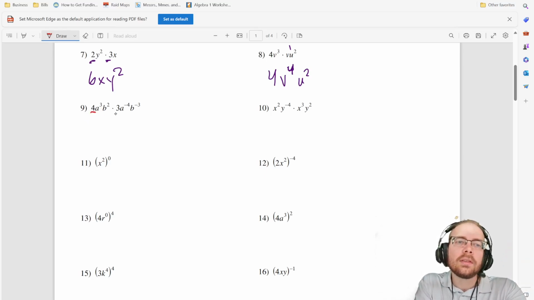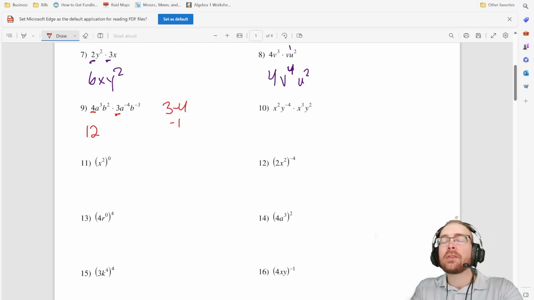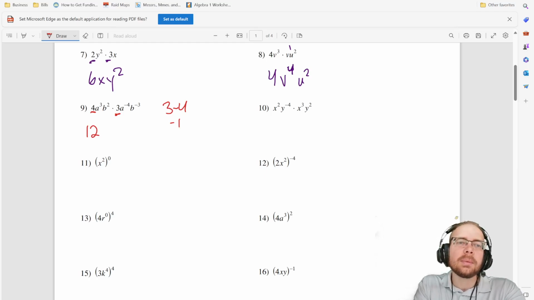4 times 3 is 12. Got it? And then I'm going to have a^3 and a^-4. So 3 minus 4. It's 3 plus negative 4. Yeah, but it's also 3 minus 4. 3 minus 4 is negative 1. And so that's going to be an a to the negative 1, which means it's going to have to be 1 over a. So I'm going to have to put the a in the denominator. You can just times it by 1 over a, or you can put it in the denominator.